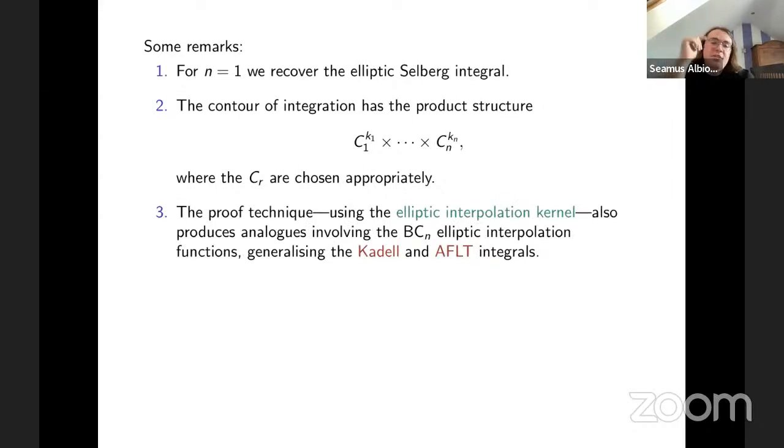And the proof technique, which I'm going to outline now, uses this elliptic interpolation kernel of Eric Rains, which I alluded to in the abstract of my talk. One advantage of this is that the elliptic interpolation kernel analytically continues what are already known generalizations of the Macdonald polynomials and the Jack polynomials. And so we also obtain generalizations involving BCN symmetric functions, which generalize the Kadell and the AFLT integrals, which I was talking about earlier.